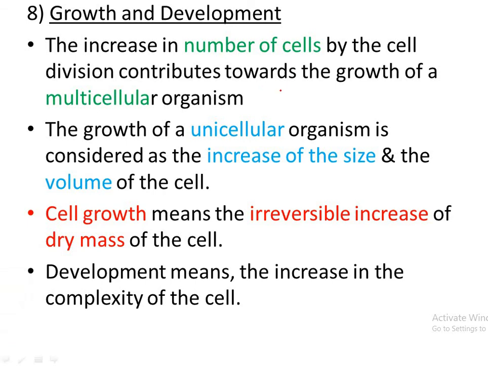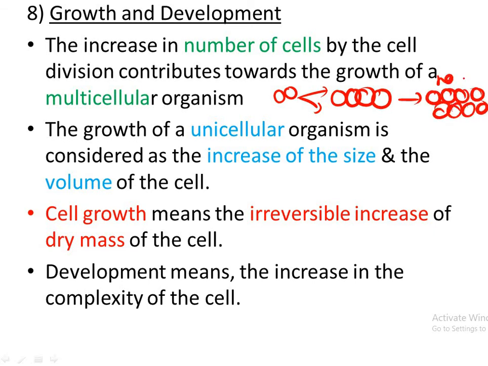So in multicellular organisms, for instance, one cell, and then two cells, the organism keeps increasing the number of cells, say 4 cells. Then this is divided into 8 cells. So increasing the number of cells is what you call growth and development in multicellular organisms.